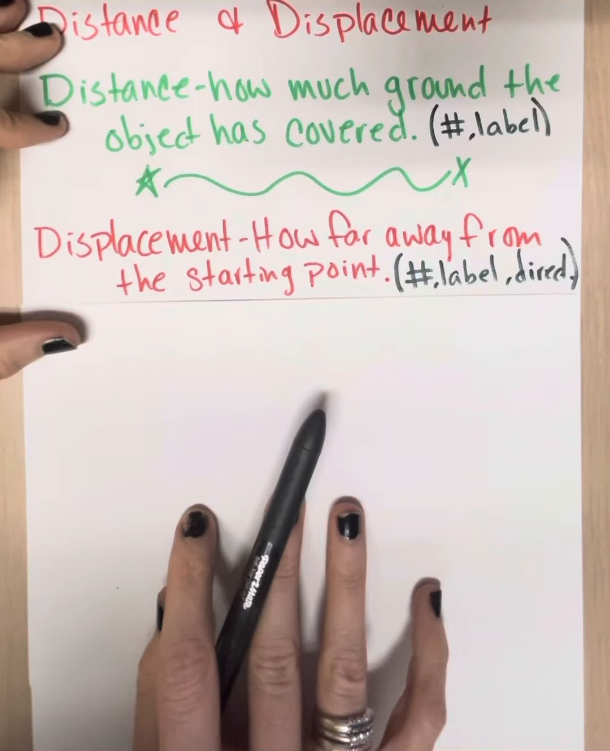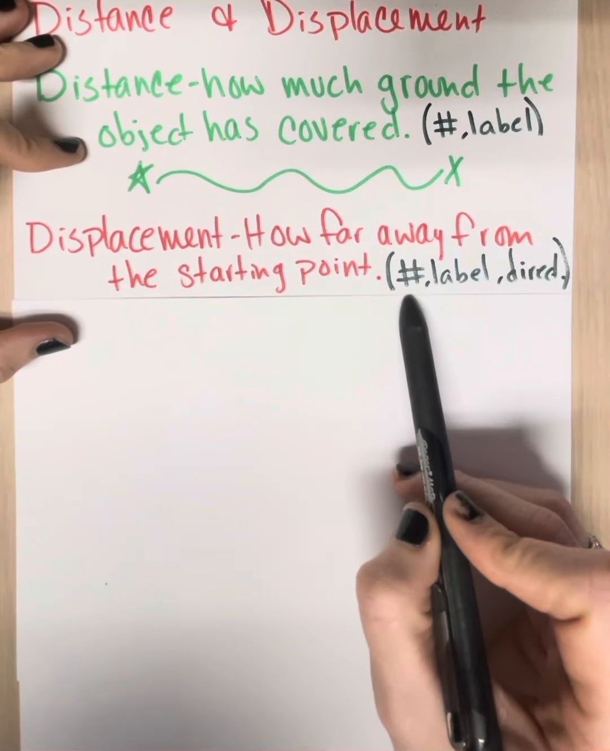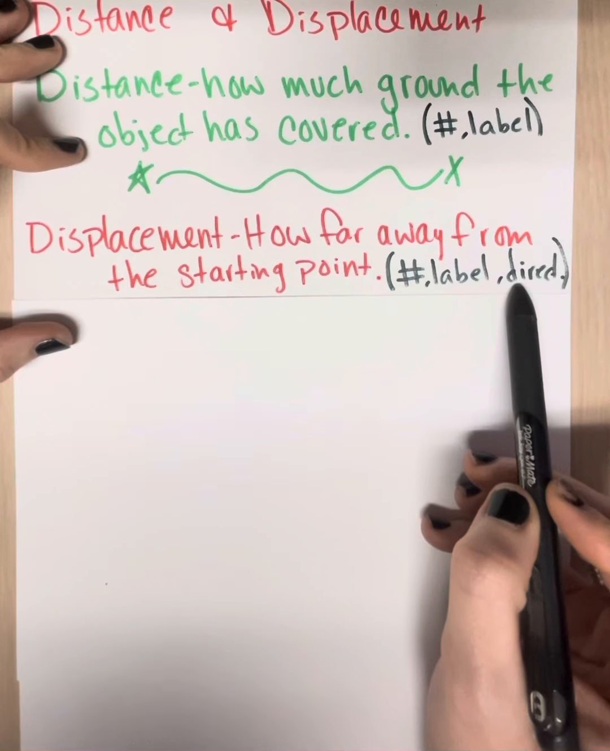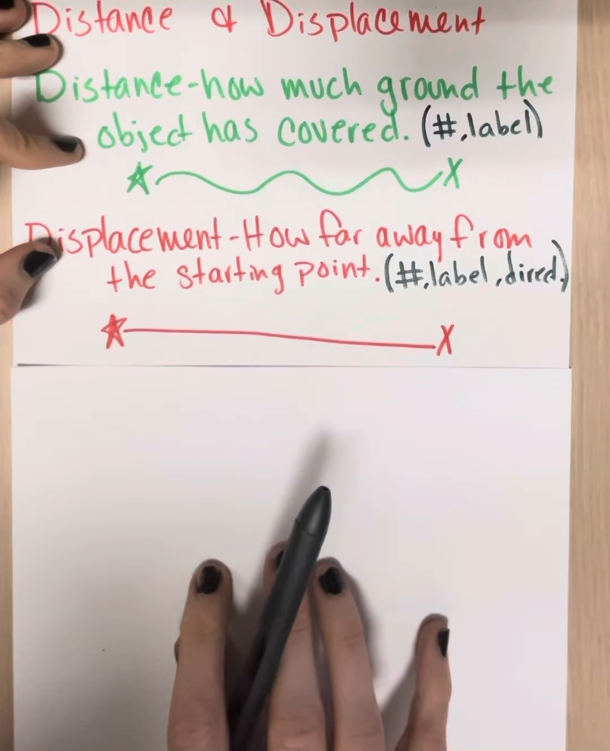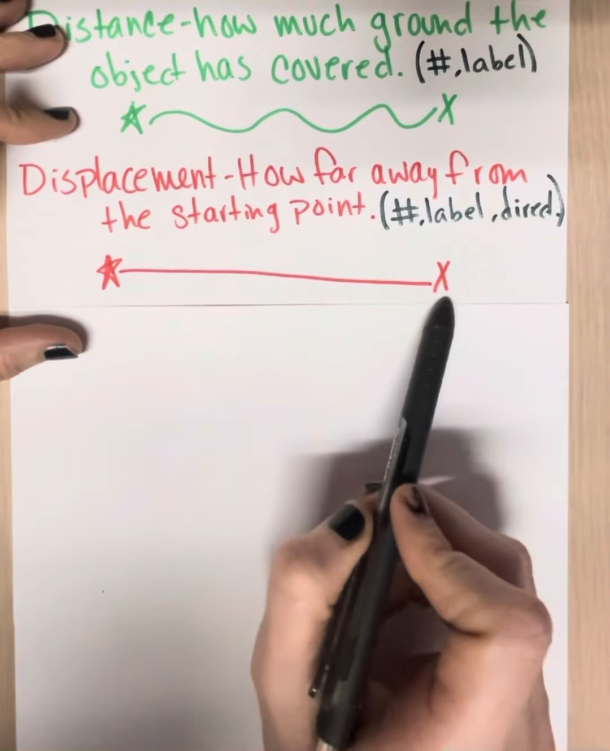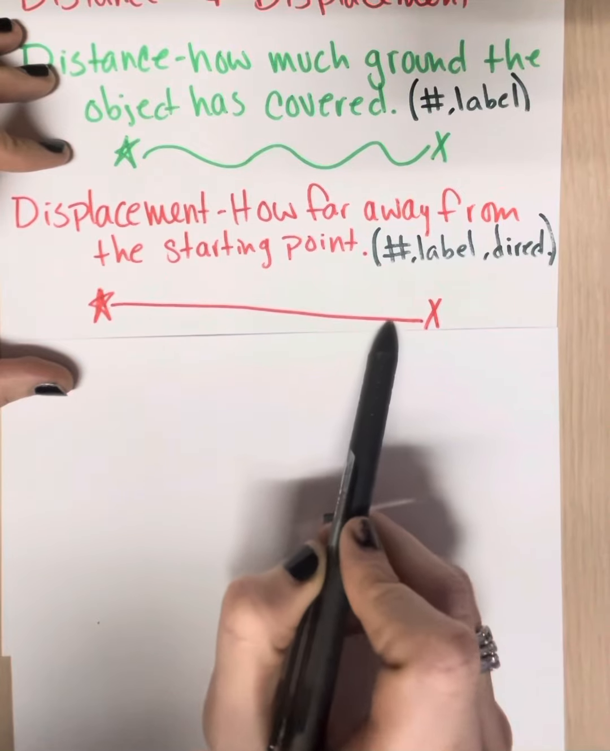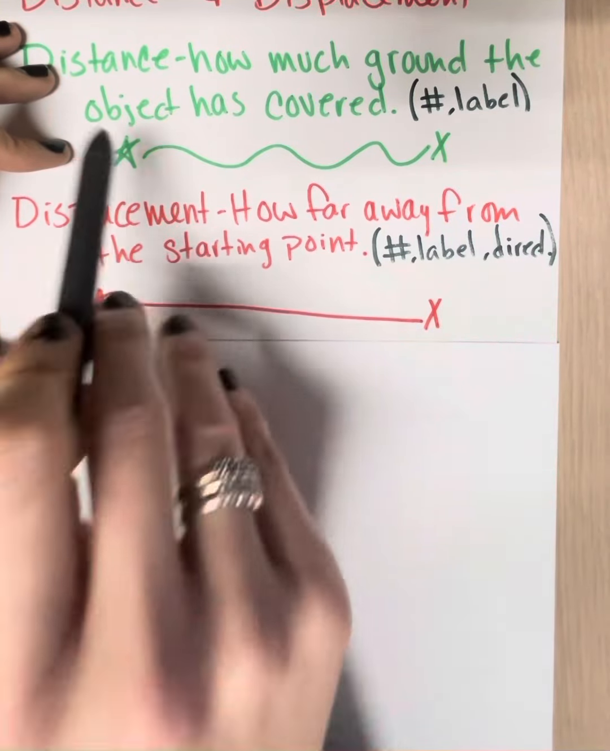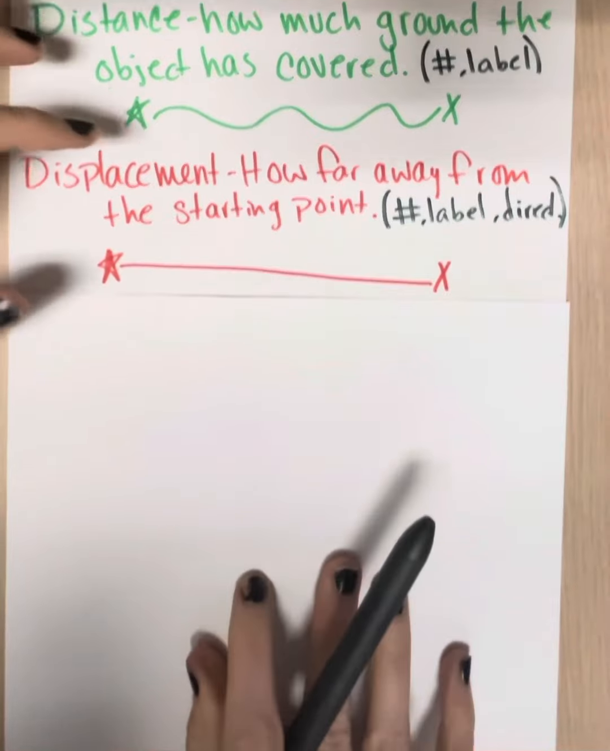Displacement is how far away from the starting point the object is. So for this one, you're going to have a number, a label, and a direction. So north, east, southwest, or one of the subcoordinates. And a picture of this would just be a star going over here to our X, our starting point, to our ending point in a straight line. So you'll notice that this is always going to be, or usually is going to be much shorter than if we were actually looking at the full distance that is traveled.